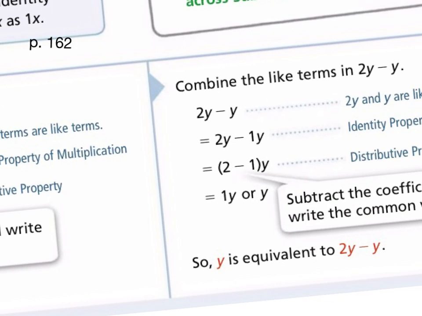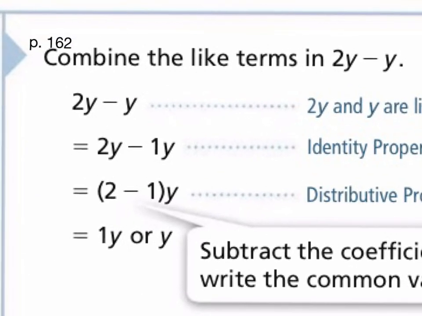If you look at the other example, they wanted us to combine 2y minus y. Once again, the y, we can put a 1 in front of that. And then 2y minus 1y would just be 1y, or you can just rewrite that as y if you want. It's kind of the same idea. 2 minus 1 is 1. 2y minus 1y would be 1y. 2 times something minus 1 times something is the same as 1 times something.